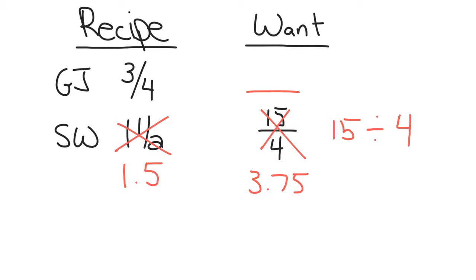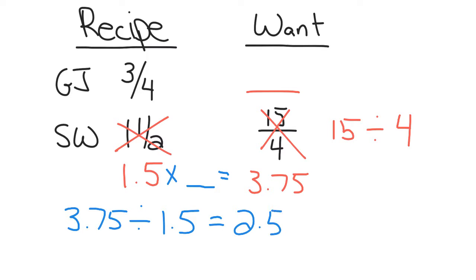Now, to figure out your constant of proportionality, we need to figure out what number you can multiply 1.5 by to get 3.75. And you do that by doing 3.75 divided by 1.5, and that gives you 2.5. So that's your constant of proportionality. In other words, that's the number we need to multiply the amount of grape juice in the recipe to figure out what we want. Now, once again, we have 3/4 and 2.5.